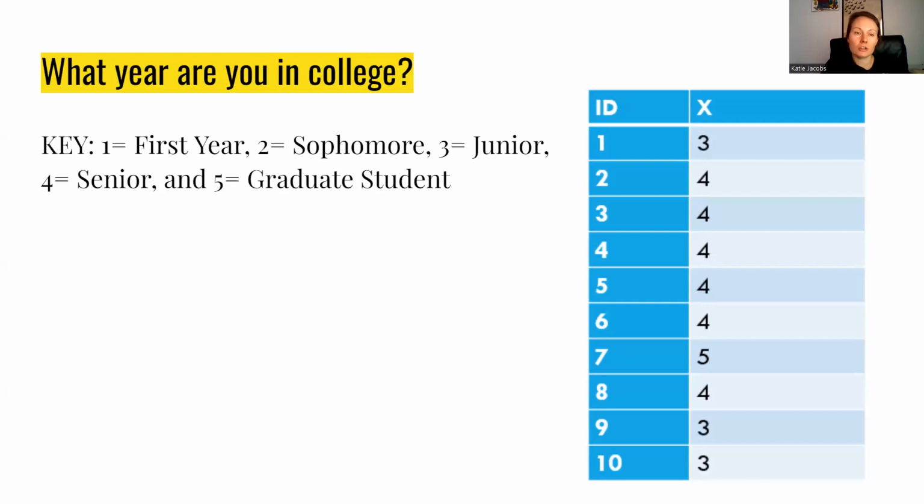If you said ordinal, you're correct, because we have an order here: first years 1, sophomores 2, juniors 3, seniors 4, and graduate students 5. Why is it ordinal and not interval? If you said because there's an order, but we don't know what the distance is in between each of these, you're correct, because people can be seniors for a really long time.